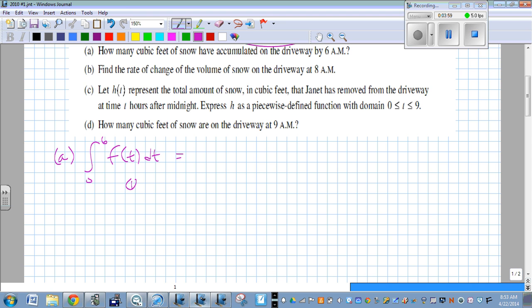So we get 142.275 cubic feet. So that's how much snow has fallen by 6 a.m. So that's 1 point for that.